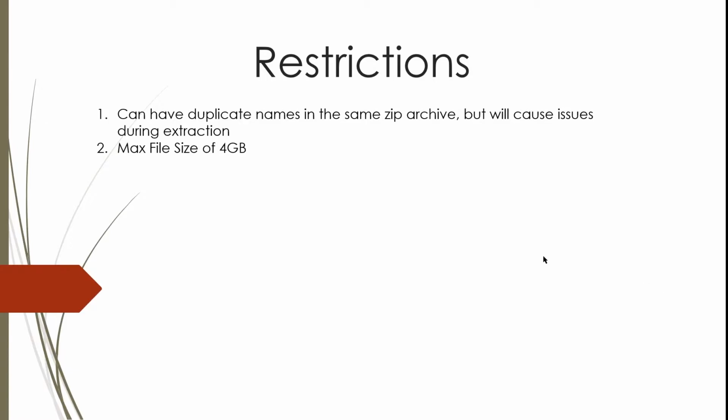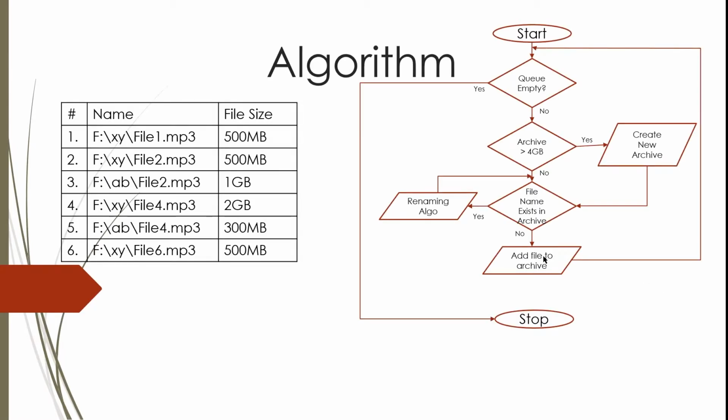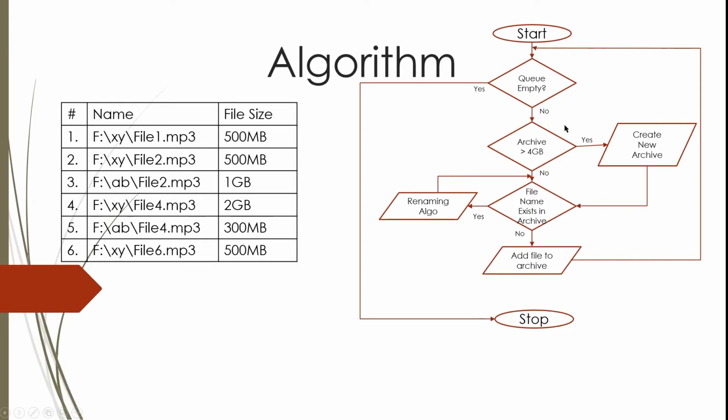So for this, we're going to be using a specific algorithm, and here it is. Let's take a quick look. So we start with our process, and then we check if our queue is empty. If it's empty, then we stop. If it's not empty, then we check if the archive is greater than 4 gigabytes. If it's not, then we check if the name exists in our current archive.